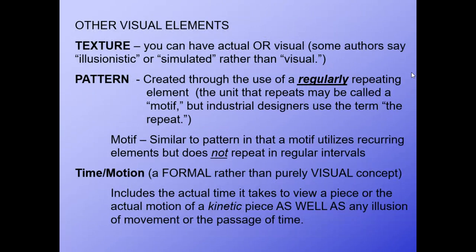So things we haven't looked at yet that are considered visual elements: texture, pattern, and the idea of time and motion. With texture, we can have actual physical texture, although more often we'll be looking at the illusion or simulation of texture, what we can just simply call visual texture. Pattern, I get kind of picky with this one.